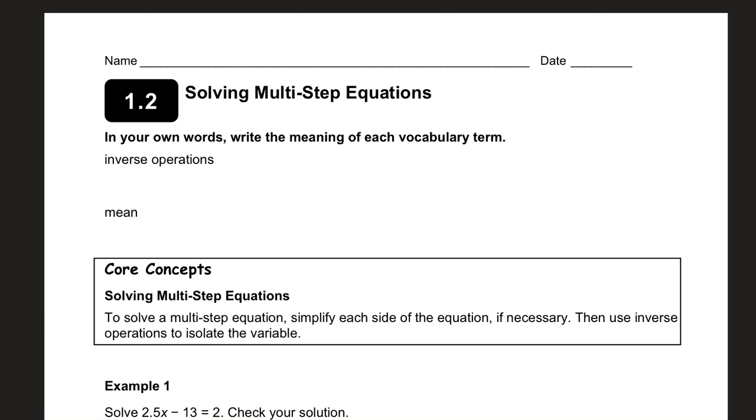Hello. So we are going to do our 1.2 note today, which is solving multi-step equations. First thing is we have some vocabulary words. Inverse operations. Let's talk about that really quick. Inverse operations. This is where you have two operations that undo each other.